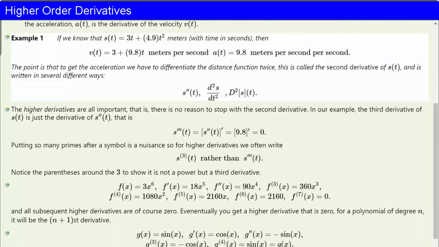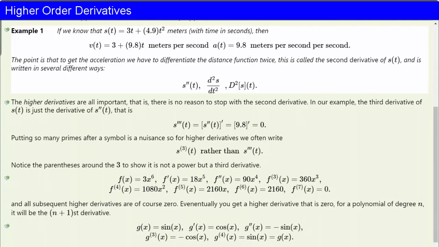So for example, if we know that s of t, the distance that the object has fallen, is given by the formula 3t plus 4.9 times t squared meters with time in seconds, then v of t will be the derivative, 3 plus 9.8t meters per second. And a of t, the acceleration, is 9.8 meters per second squared. The point is that to get the acceleration, we have to differentiate the distance function twice.